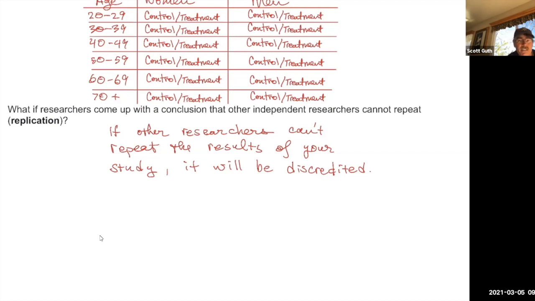I think he was honest in saying we don't know why. He wasn't going to make a ton of money off of it because you can buy vitamin C cheap, right? But definitely without replication, that sort of discredits the study. Any questions about that?